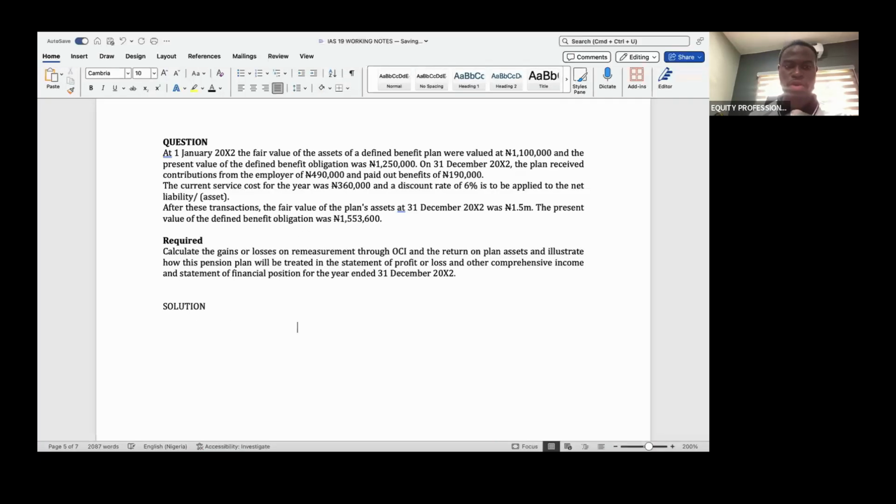So where you have plan assets and you have PV of DBO. You know what DBO is? Defined benefit obligation. And we have net. So we start with the balance brought forward.